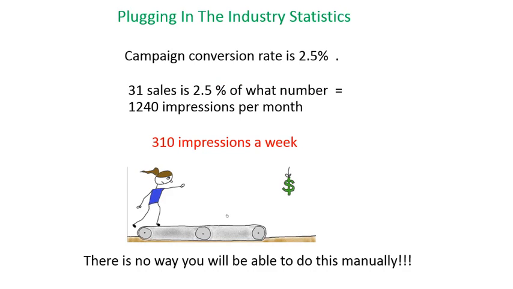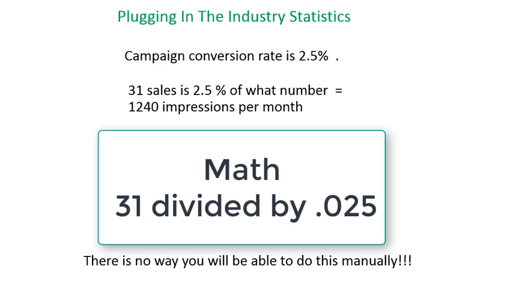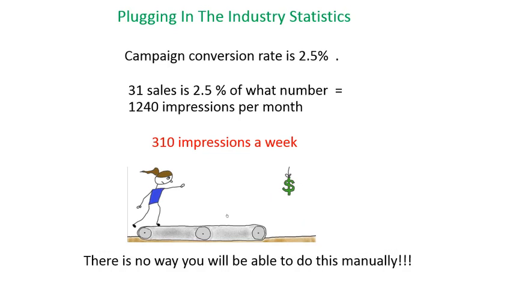What we're going to do here to come to those numbers is plug in industry statistics. You can see here that the campaign conversion rate is 2.5%. So 31 sales is 2.5% of what number? That number is 1,240 impressions per month. And if you break it down further, that's 310 impressions a week.